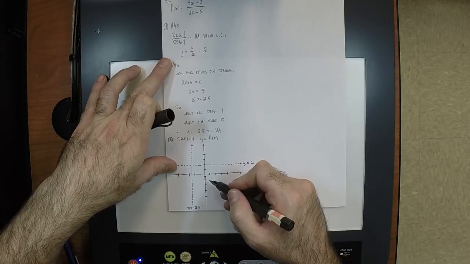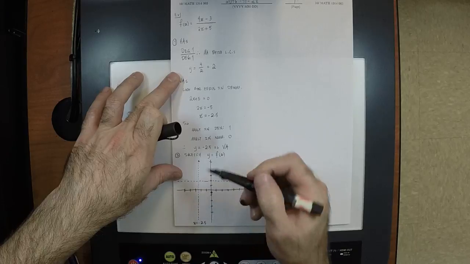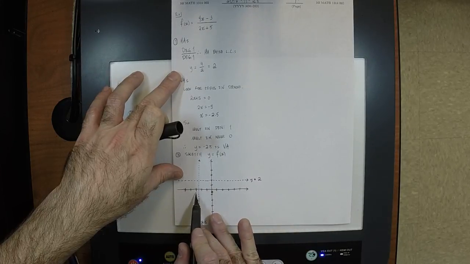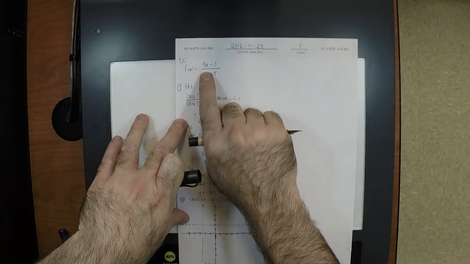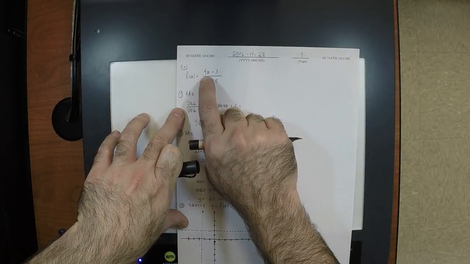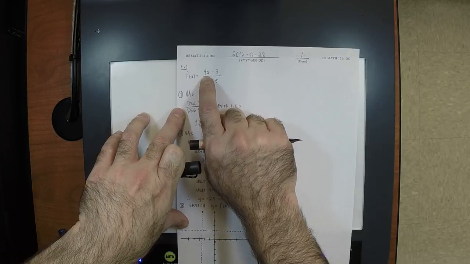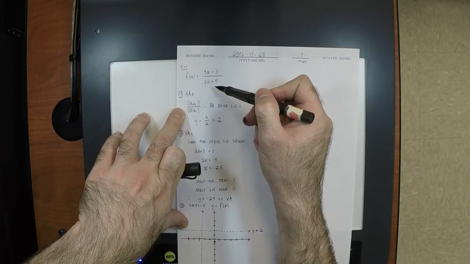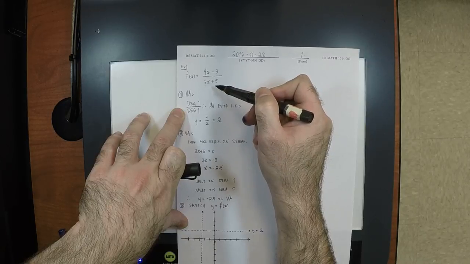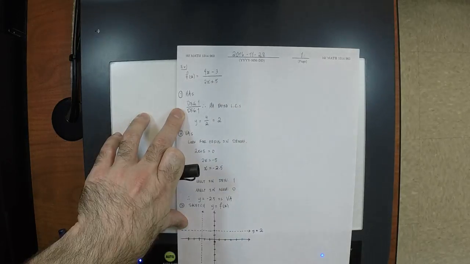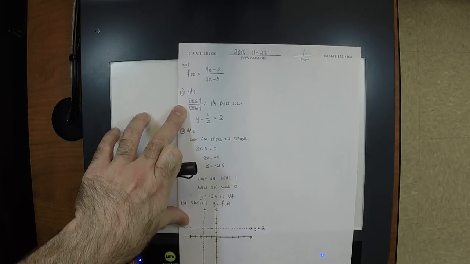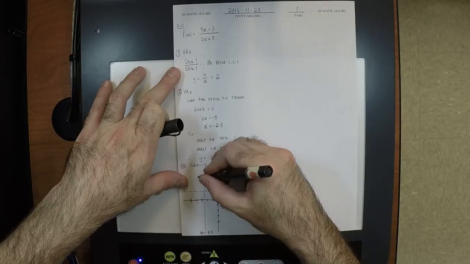Okay, and how about a point on the left side? So what's something that's over here, an x value that's over here? Negative 4. Okay, so if we plug in -4, then what do we get in the numerator? -19. And what do we get in the denominator? -3. So -19 divided by -3 is, in the first place, positive. It's about 6 1/3.